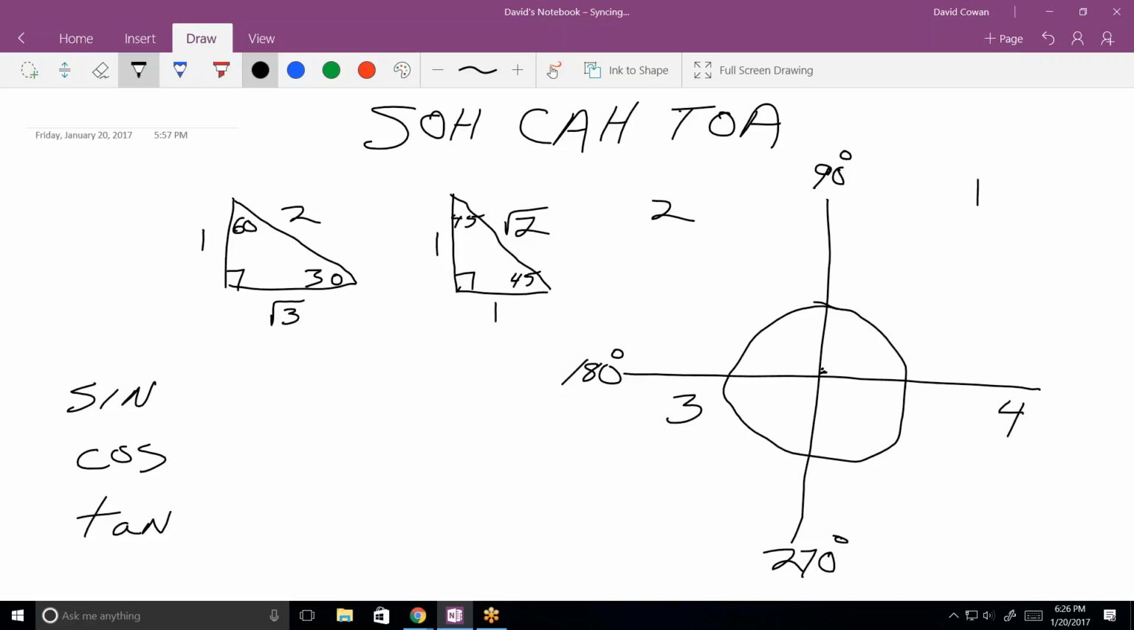What kind of calculator do you have, William? Is it a TI-84 or an Inspire? Inspire CX. Okay. So you actually have all 6 trig functions on there.